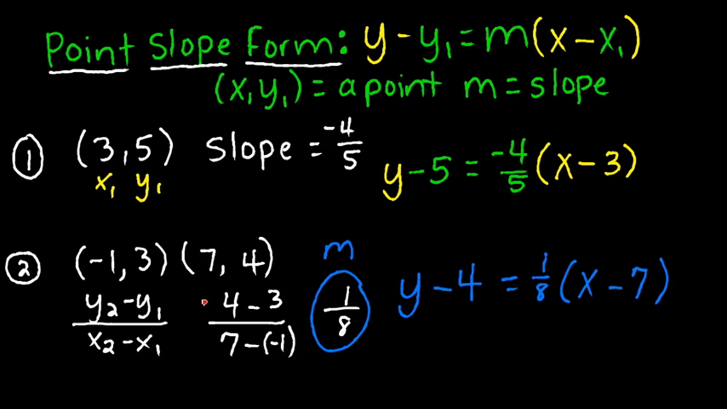I could also use the other values, but if I use the negative 1, I'm going to have to remember that it is going to be x minus negative 1. I'm going to change it to x plus 1. So the other option would be y minus 3 equals 1/8 times x plus 1. And either one of these would be correct answers.